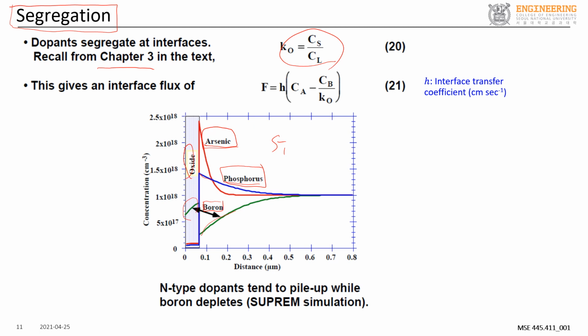So when this balance is broken, you will get some flux between the oxide and silicon through the interface. So this is the actual flux. But after equilibrium, this flux can be 0. In your flux equation, you have this K0, which is the segregation factor for different materials. But that needs to be multiplied by H to calculate the flux, and H is the interface transfer coefficient.